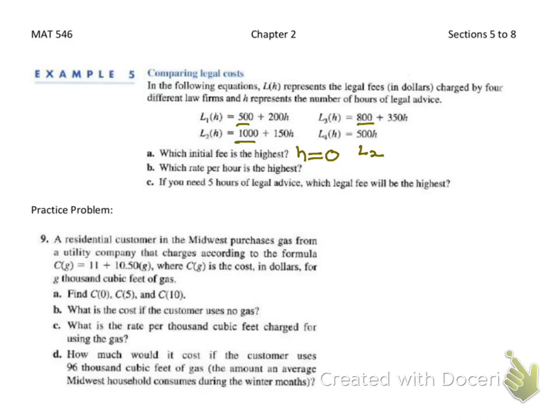Which rate per hour is highest? That's about the slope. The other question was about the y-intercept. So which slope is the highest, or the steepest? It looks to me like L4, which had no initial fee. That slope is the steepest, so it's L4, because its slope is 500.